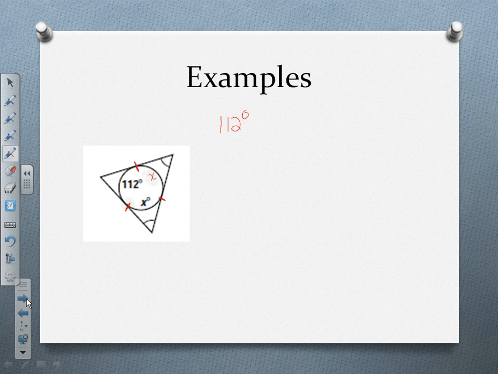So 112 degrees plus 2X equals 360 degrees. So if I subtract 112 from 360, I'm going to get 2X equals 248. And if I divide by 2, I know that X is going to equal 124. So X is 124 degrees.